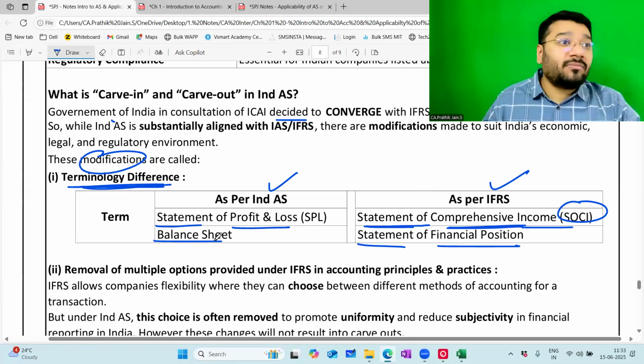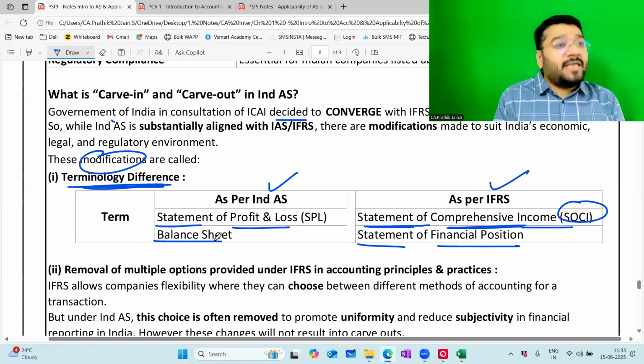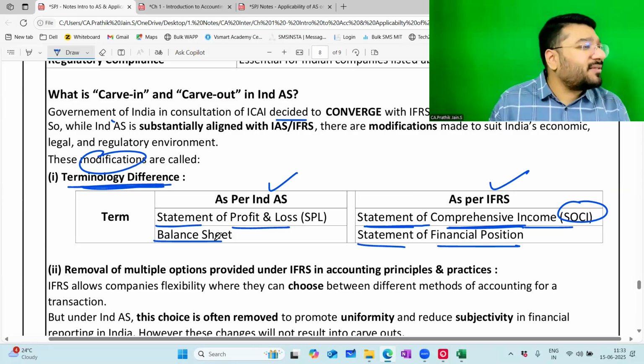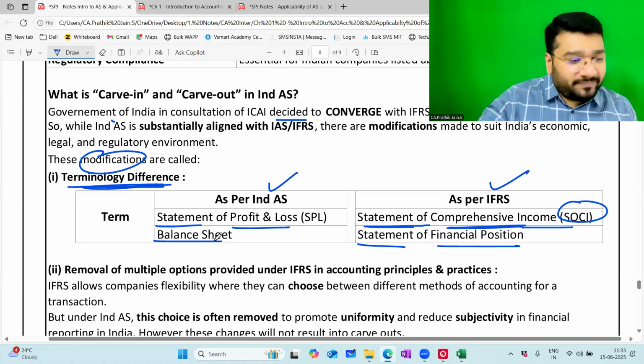Is it a big change? Is it a change where the global investors say, no, if you only put the same terminology, I'll invest, or else I'll not invest? Minor changes. So foreign investors said no problem, you change. Still I'll invest in your company.